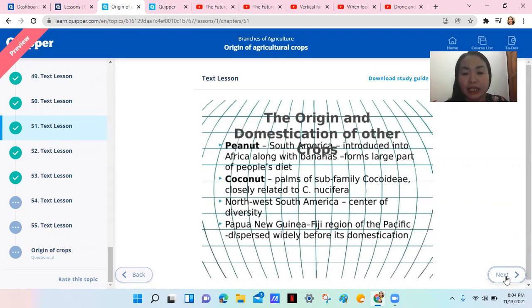And also we have peanuts, from South America. It was also introduced into Africa along with bananas and forms a large part of people's diet as of the present. And also we have coconut, under the palms of subfamily Cocoideae, closely related to Cocos nucifera. Northwest South America is the center of diversity, specifically the Papua New Guinea or Fiji region of the South Pacific, and it dispersed widely before its domestication.